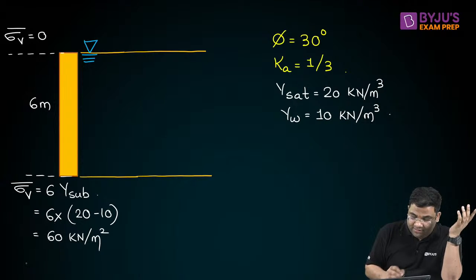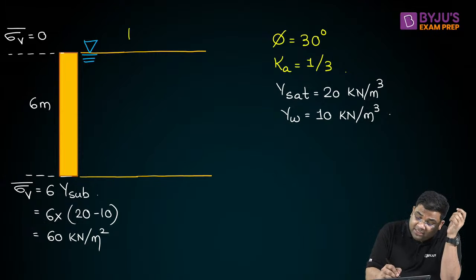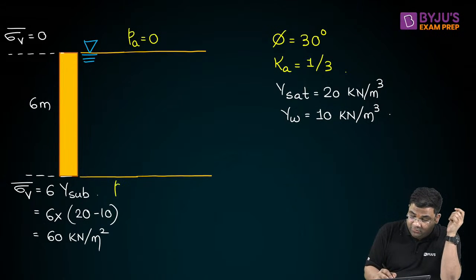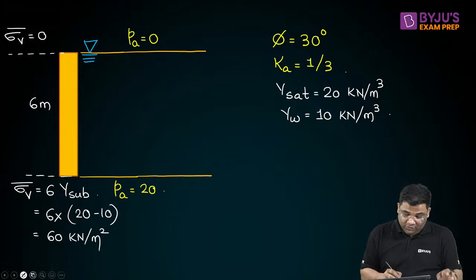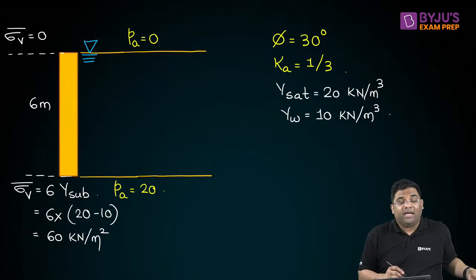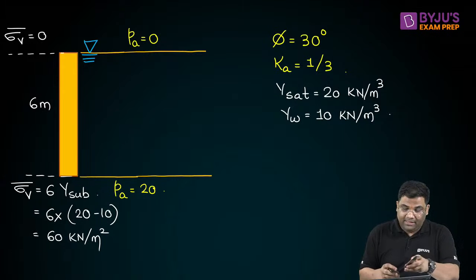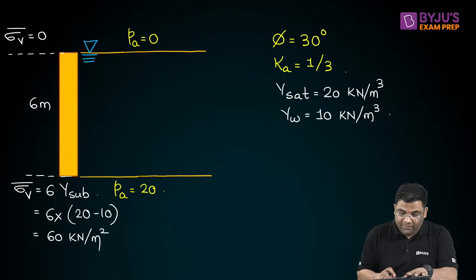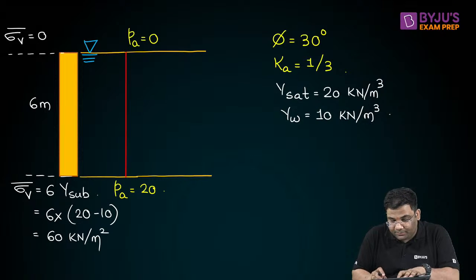Now this is the condition, suppose. So what is the earth pressure here? The earth pressure will be equal to 0 here, and the earth pressure will be equal to 20 at the bottom. So if I draw the distribution, I'll get something like this.